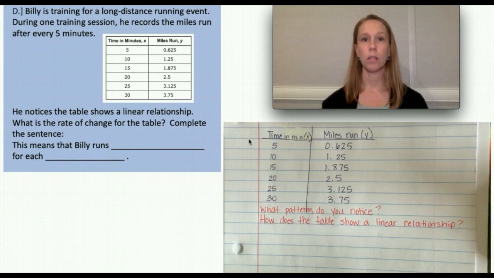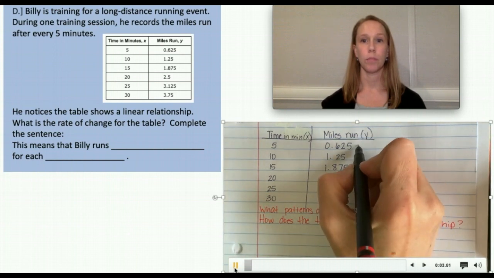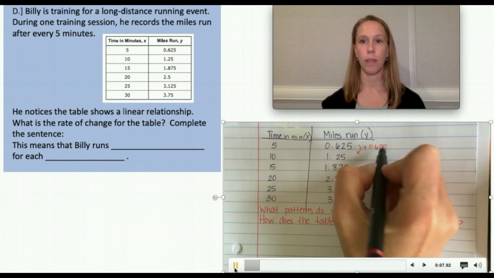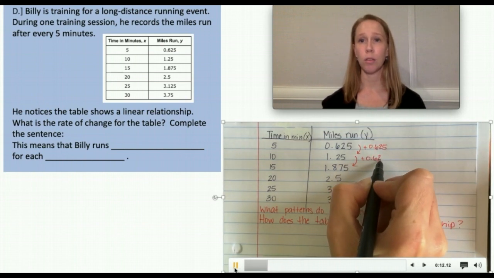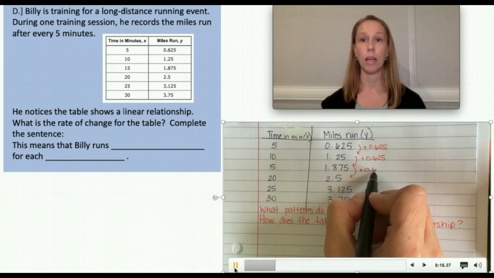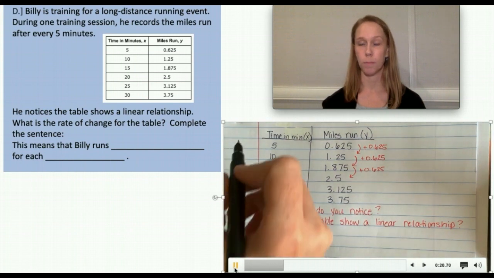Now, you might notice that the table is increasing, or the y values are increasing by a constant rate. So each time it's increasing by 625 thousandths. Seems like a silly number to be working with, but if any of you run track or swim, you know sometimes that 1,000th of a second or a mile could really make a difference in who wins.